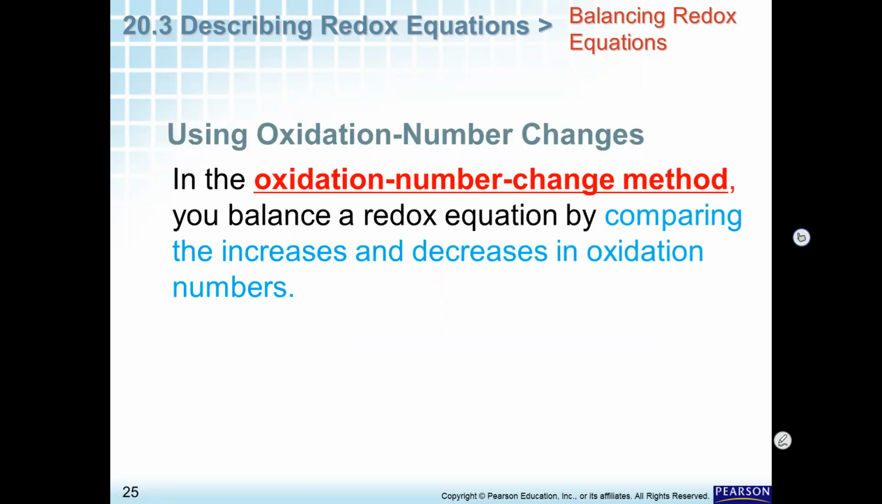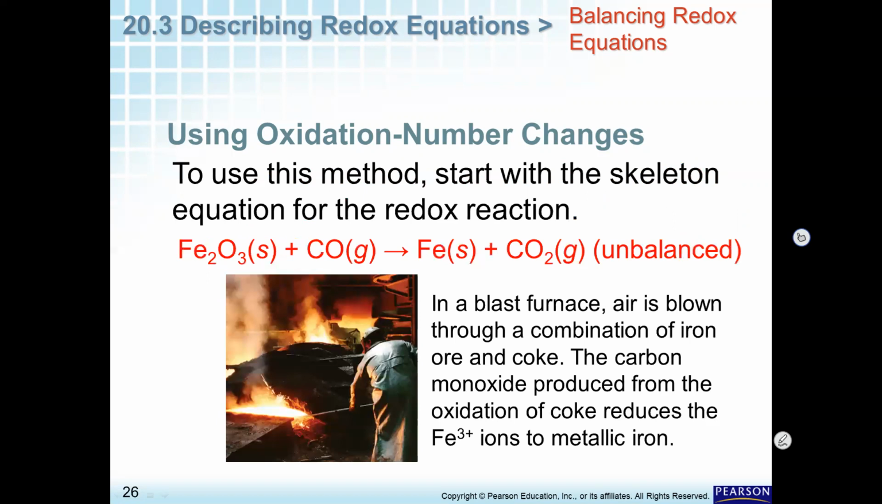Okay, oxidation number change method, you balance the equation by comparing the increase and the decrease in the oxidation number. في عندنا 5 steps that we have to follow. 5 steps. خلينا نشوف. Now I want any one of you to try to balance this equation using the old method. خلينا نحاول نجرب نشوف why we need to go through 5 steps مع انها العملية سهلة.